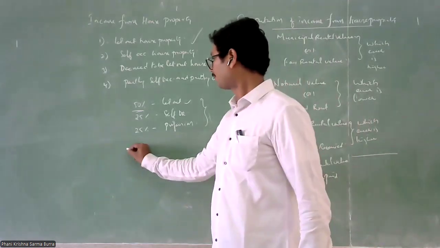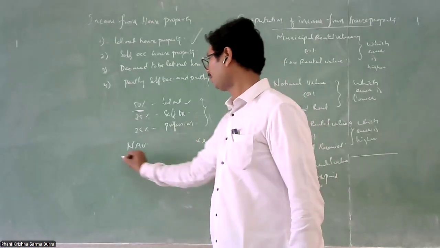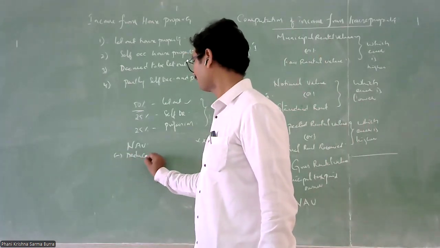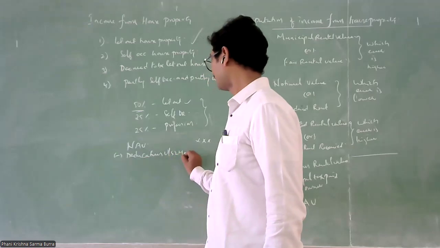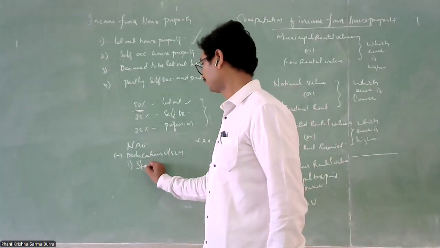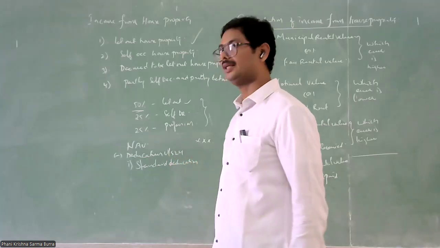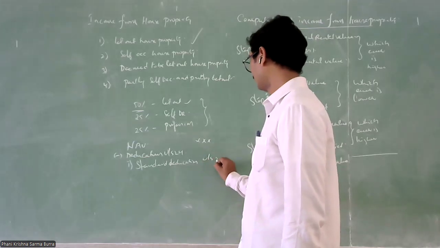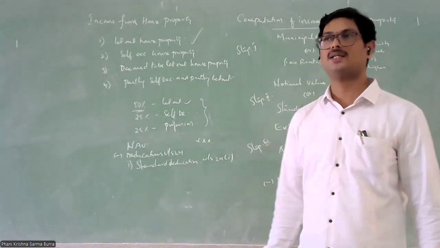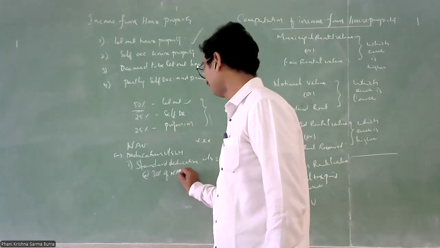Now, here we have already calculated the net annual value. From the net annual value, we allow deductions under section 24. The first one is the standard deduction under section 24, subsection 1. Here we allow the standard deduction at 30% of net annual value.